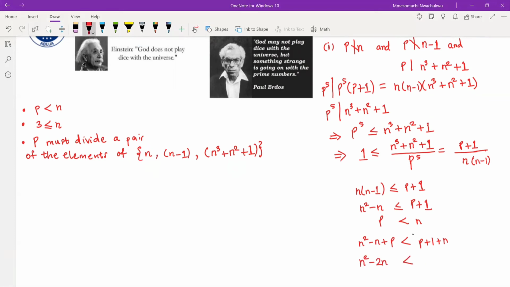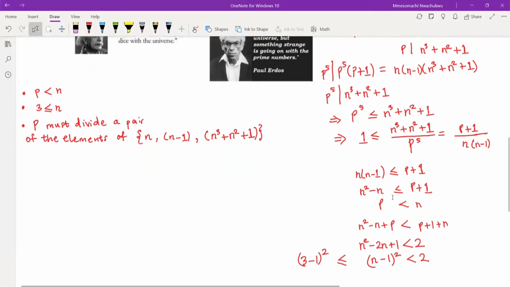So we can add 1 to both sides. So plus 1, this will be less than 2. So we have n minus 1 all squared is less than 2. Okay, but recall we said 3 is less than or equal to n. So this implies 3 minus 1 all squared is less than or equal to n minus 1 all squared. Now what does this give us? So 3 minus 1 all squared is 2 squared, which is 4. So we have 4 is less than 2, which is a contradiction.